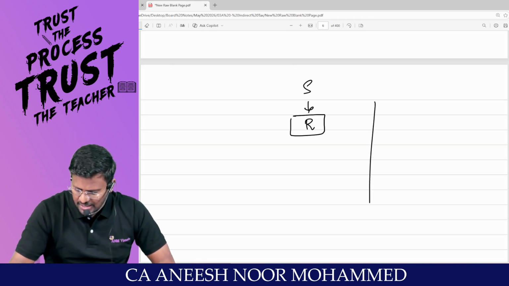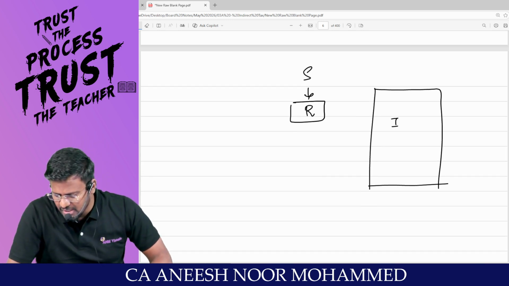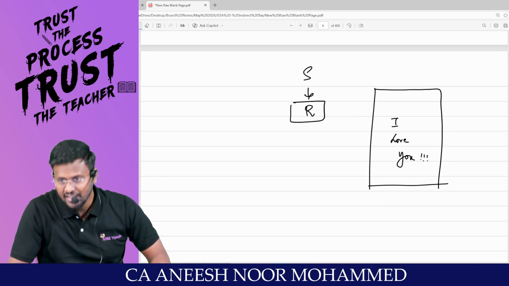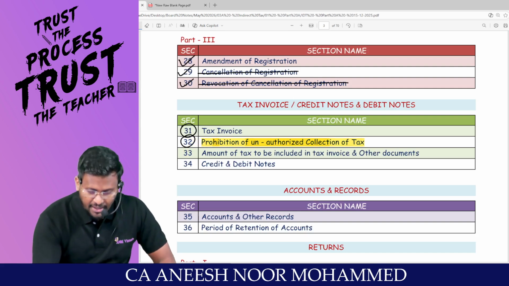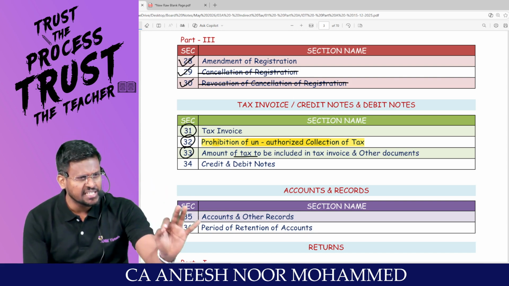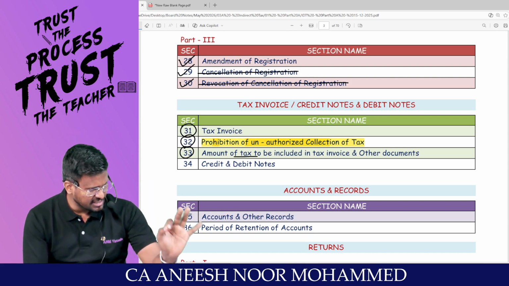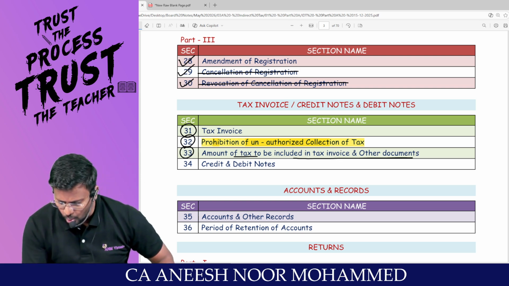Sir, so a supplier is supposed to raise the tax invoice. In that tax invoice, the supplier is not supposed to write, "I love you, sir." Is this what you are supposed to show in a tax invoice? Section 33 is saying the amount of tax. That means how much is CGST? How much is SGST? How much is IGST?